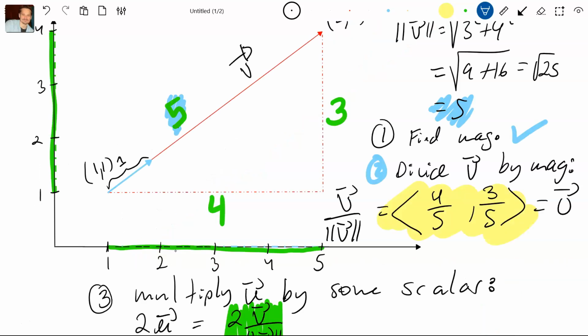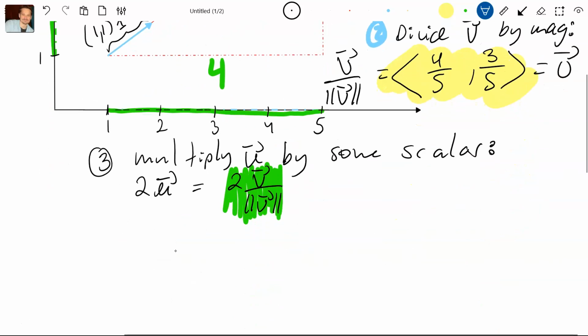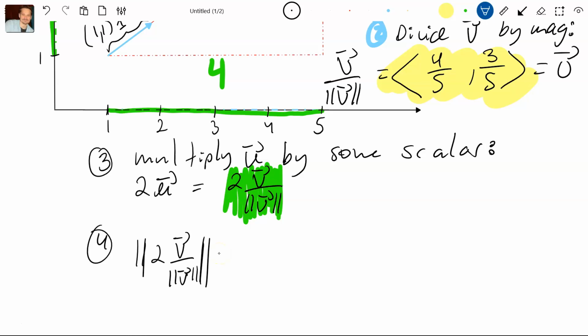Let's convince ourselves mathematically, though, that what I'm telling you is actually true. So what I mean by that is, take a look. I'm going to find the magnitude of this new vector, which is 2v over magnitude v. So I'm finding the length of this new vector. This is a vector quantity. Let's write this out in a little more detail.